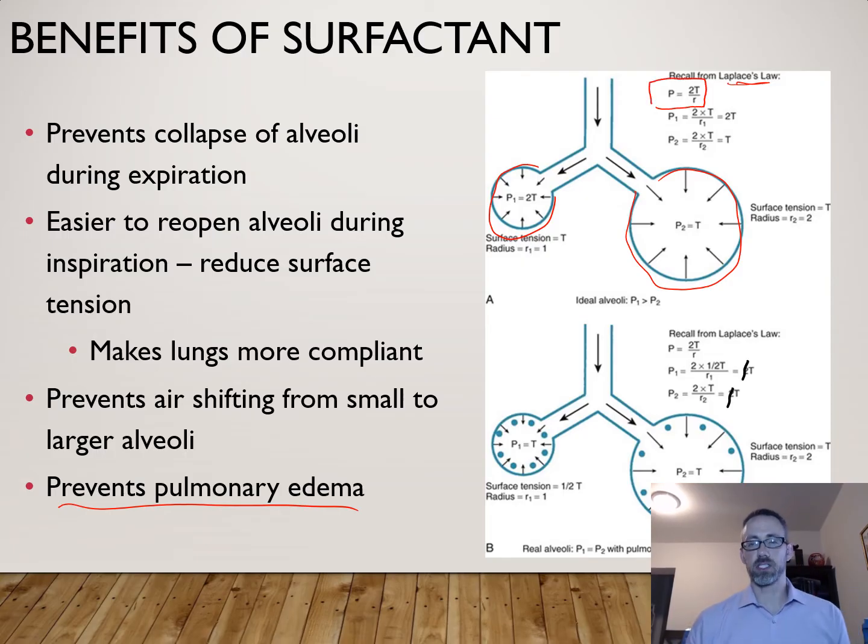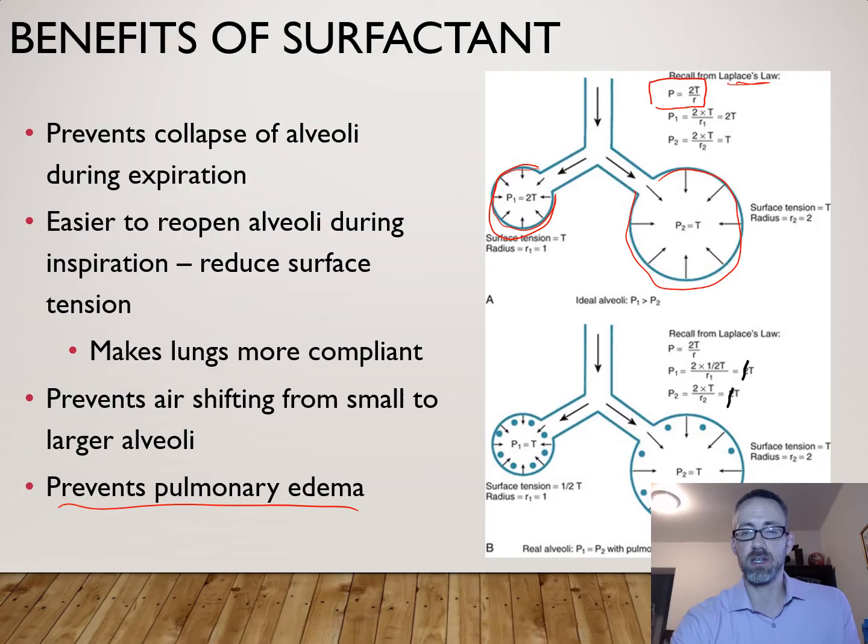So the P is actually the pressure of collapse. So it's the tendency to collapse. So that inward pressure of collapse. And it's equal to 2 times T. So T is the surface tension. And it's divided by the radius. Okay, so just to give you an example, in this alveolus over here, the smaller one, you can see that the P sub 1 equals 2T, so 2 times the surface tension.